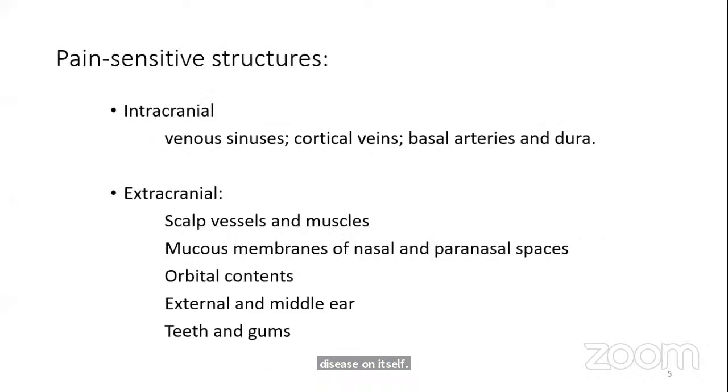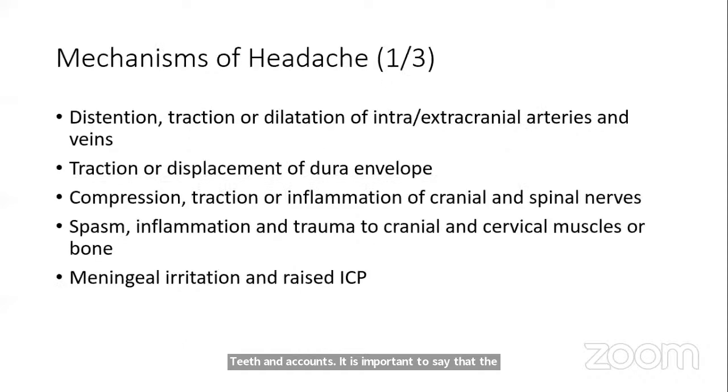To cover the scope of our discussion: intracranial structures, we have the venous sinuses, the cortical veins, the basal arteries, and then the dura. Extracranially, we have the scalp vessels and then the muscles. We have mucous membranes, the nasal and the paranasal spaces. We have orbital contents. We have external teeth and the gums. It is important to say that the brain is not sensitive to pain. It's anesthetic. So what are the mechanisms of headaches?